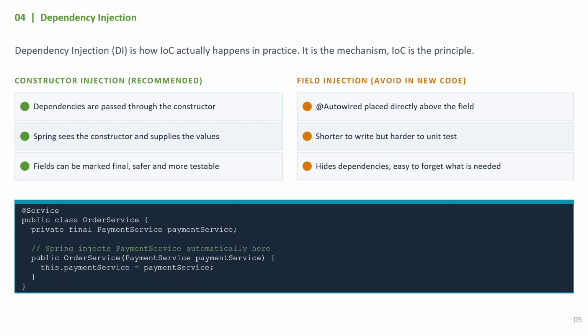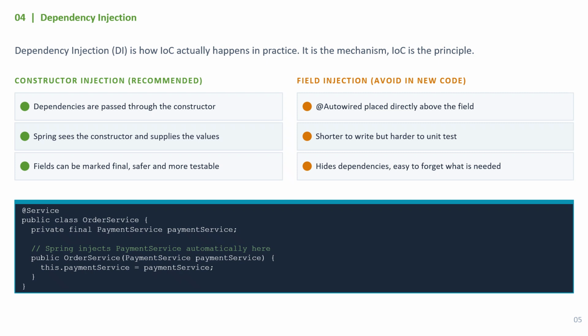Now let's talk about dependency injection, which is how that principle actually happens in practice. Dependency injection, or DI, is the mechanism. IoC is the idea behind it. There are two common ways to do this. The first is constructor injection, and this is the recommended way in modern Spring Boot. Dependencies are passed through the constructor. Spring sees that constructor and automatically supplies the values it needs. Because of this, your field can be marked final, which makes your code safer and easier to test.